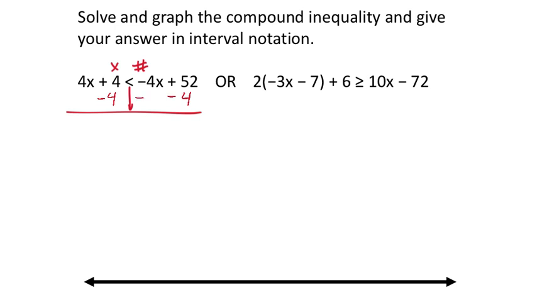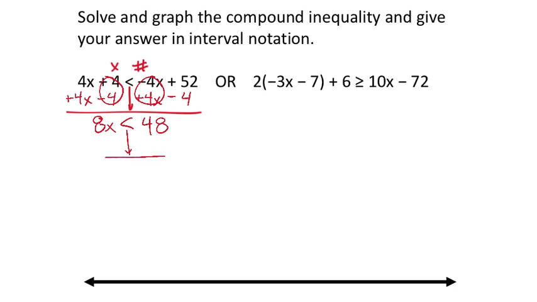Also, the negative 4x, I'll have to zero that out by adding 4x's to both sides because it's on the numbers side of the line. So that'll zero that out. 4x's plus 4x's is 8x's, and that does not affect the inequality. Negative 4x's plus 4x is 0. 52 minus 4 is 48.